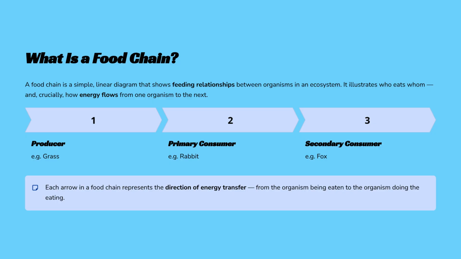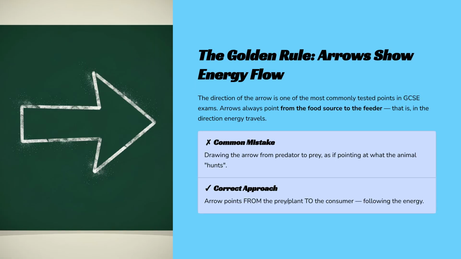A food chain is a simple, linear diagram showing feeding relationships. It illustrates who eats whom and how energy flows through an ecosystem, from producers to various consumers. Remember the golden rule: arrows in a food chain always point from the food source to the feeder. This represents the direction of energy transfer.